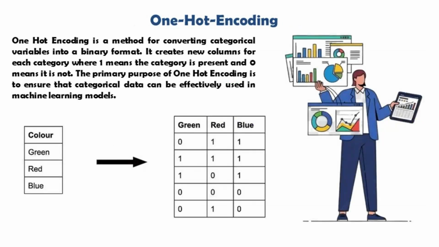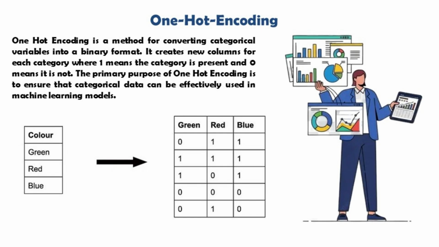We are going to create a model, but before we create a model, we need to one-hot encode the features. So what is one-hot encoding? One-hot encoding is a method for converting categorical variables into a binary format. It creates new columns for each category, where 1 means the category is present and 0 means it is not.